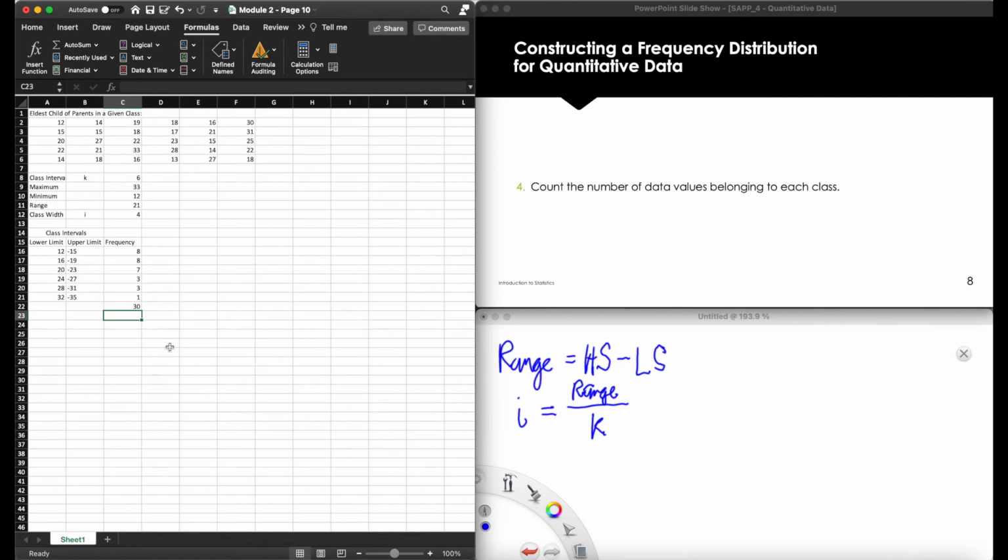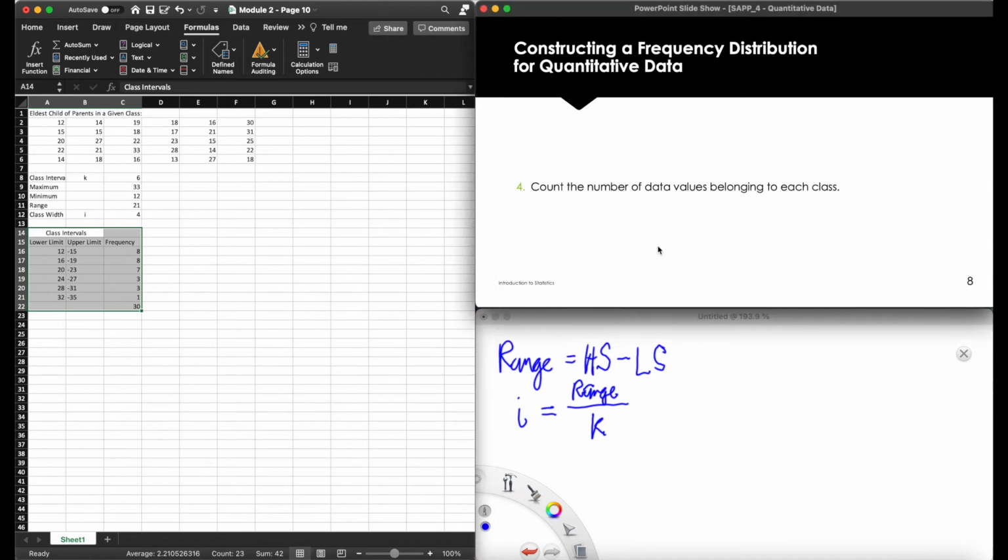So that's a frequency distribution for the eldest child of parents in a given class using class intervals. In your own class, you may want to make this in the APA format. So you just need to copy and paste, okay, and transfer it to the file or wherever you want. Okay, let's proceed to our next part of the slides.